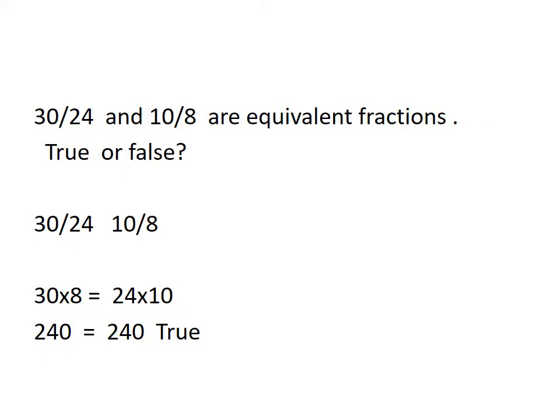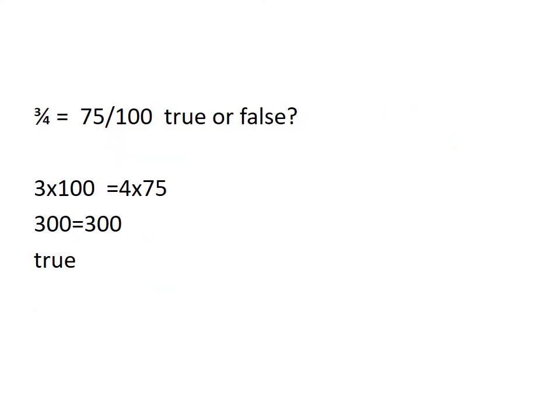Fractions are equivalent. See one more example. 3 by 4 is equal to 75 upon 100. This statement is true or false? 3 multiplied by 100 and 4 multiplied by 75. Both the sides will get the answer 300. That's why it's true.